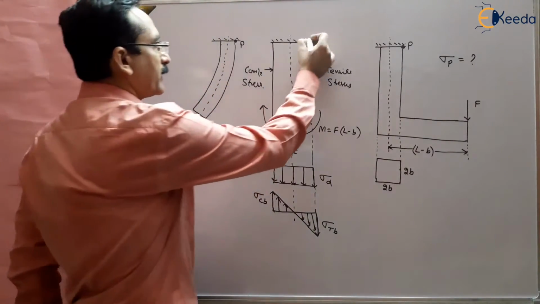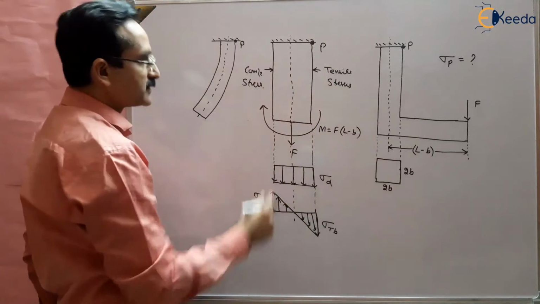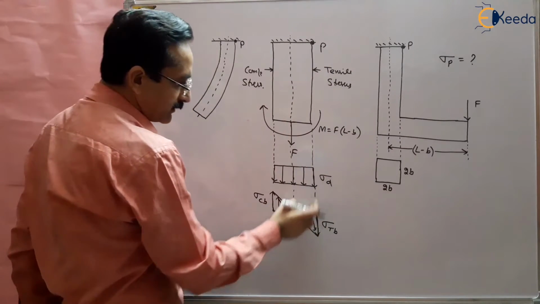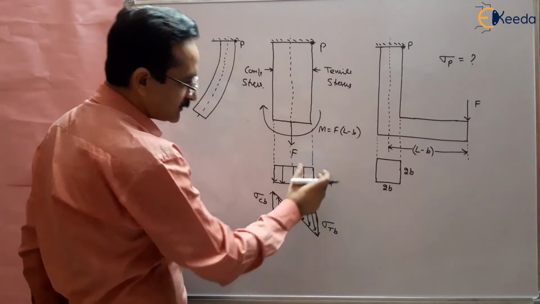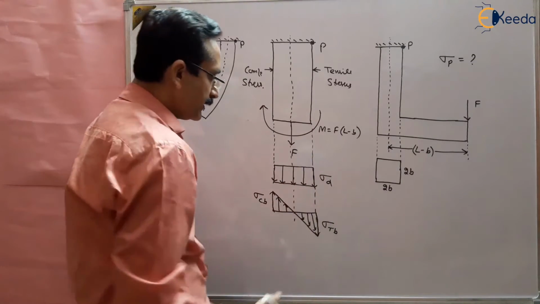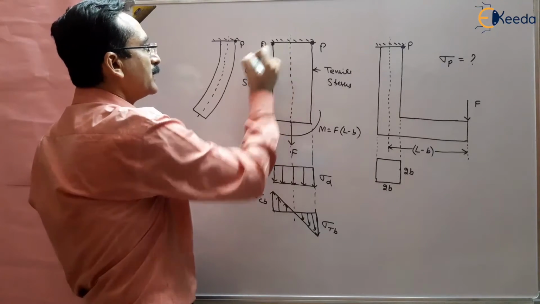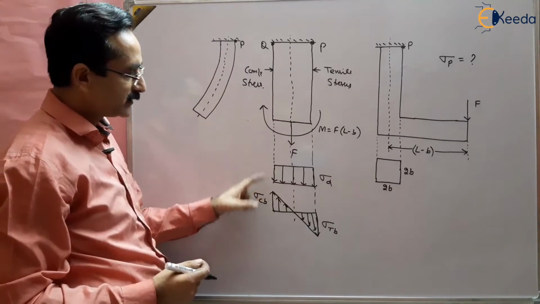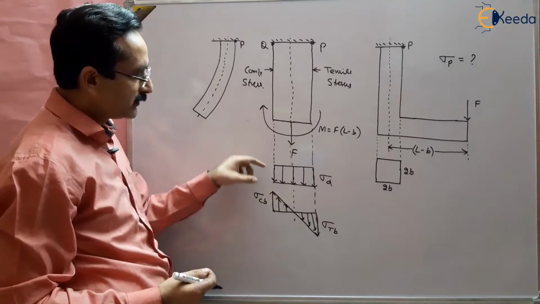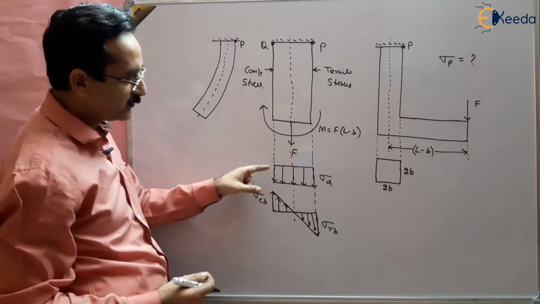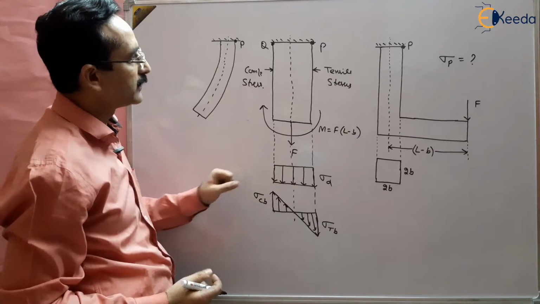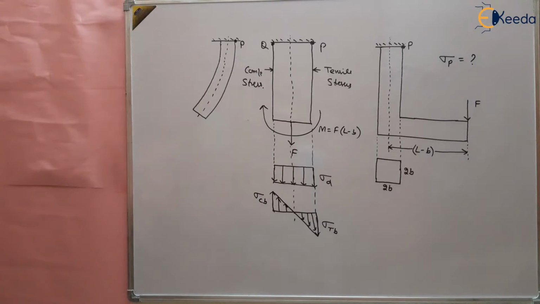So at point P, there are two types of stresses: direct tensile stress and bending tensile stress, and that will be added up, right? And on the left side, if there is any other point, suppose this point is Q, then at point Q the stresses will be subtracted because one is tensile and the other is compressive. So how to solve this question?